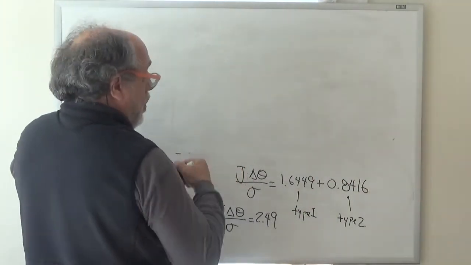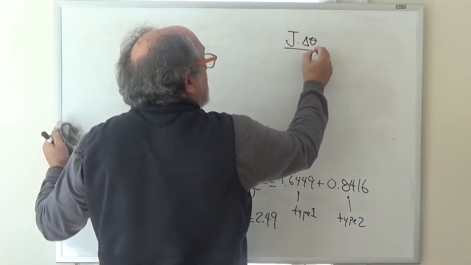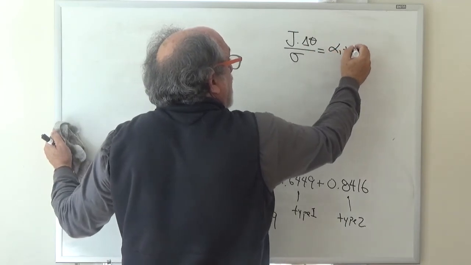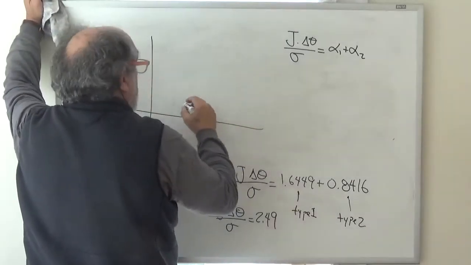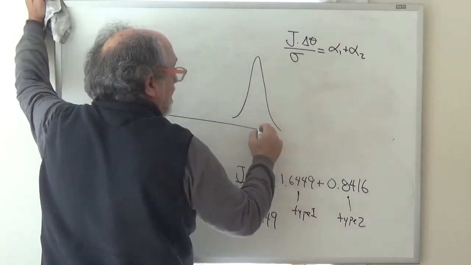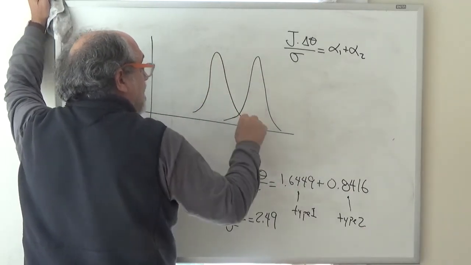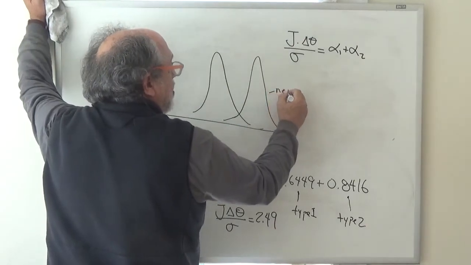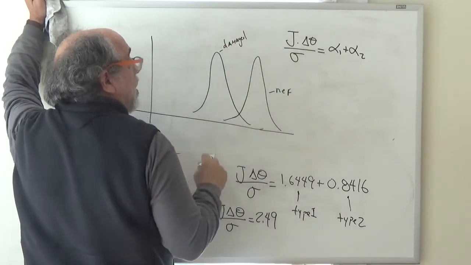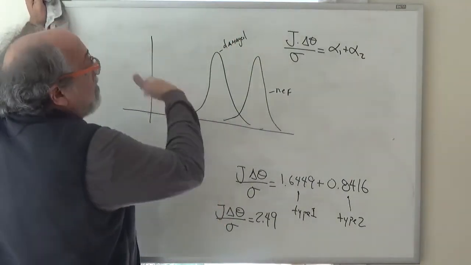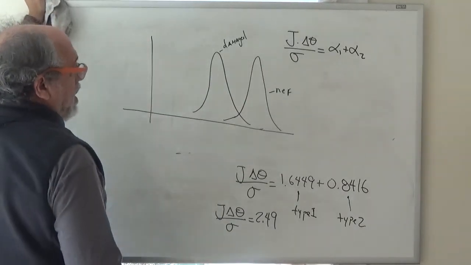So, okay, J times delta theta over sigma equals alpha 1 plus alpha 2, okay? Here it goes. Here is the Gaussian distribution in the reference state. Here is the Gaussian distribution in the damaged state. This is the reference state. This is the damaged state. Of course, the reference state is only one, right? The damaged state, there's a million damaged states. So this is one of them that we're looking at.